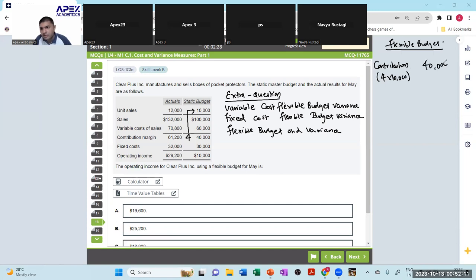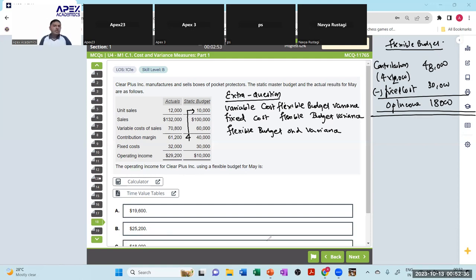How much? 40,000 minus what? Fixed cost. What is the fixed cost? 30,000. I made a mistake here. So 4 will be into for how many? 12,000. So this is 48,000, correct? Now operating income. How much? 18,000. Got it? Yes or no? Flexible budget is 18,000. Are you with me on that?